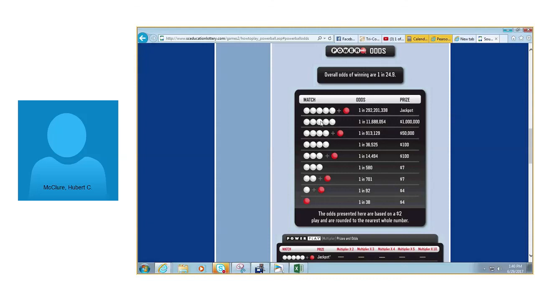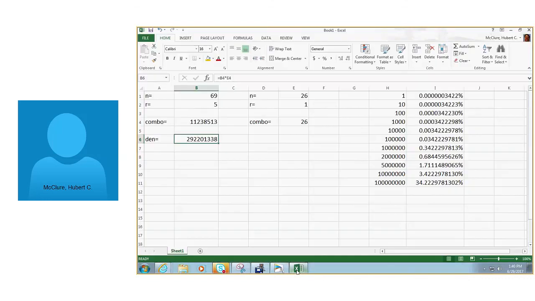Now, how did they get that? Well, they just multiplied by the red ball, which is what we got. Look on your Excel spreadsheet. Right. 11 million. There it is. So you've got 292 million chances of winning. You might have a better chance of getting hit by a bus in the parking lot out there.